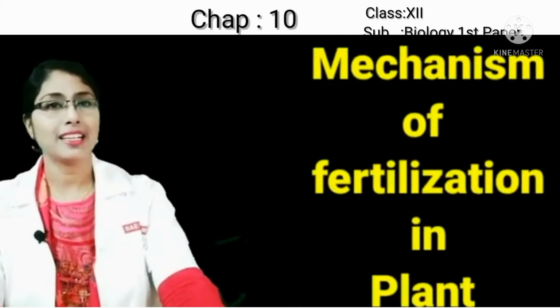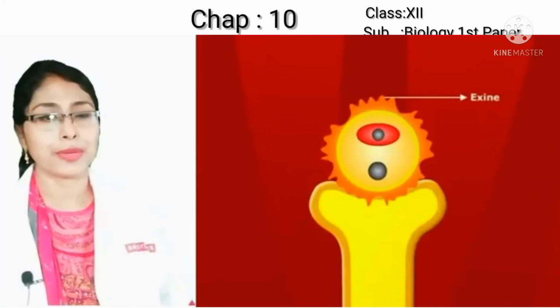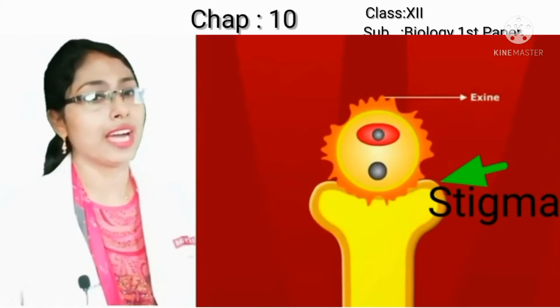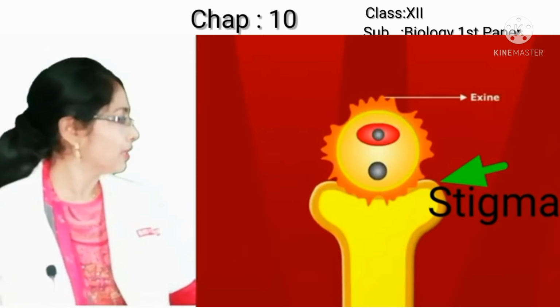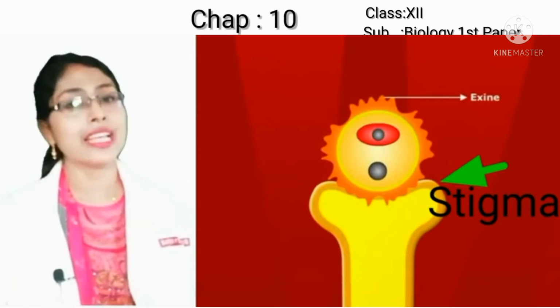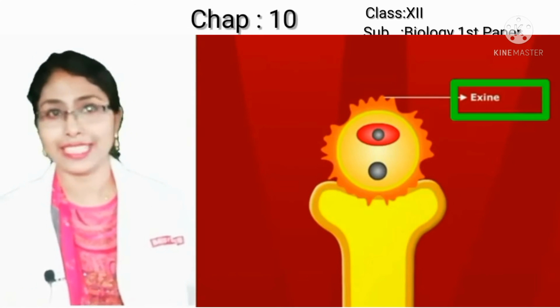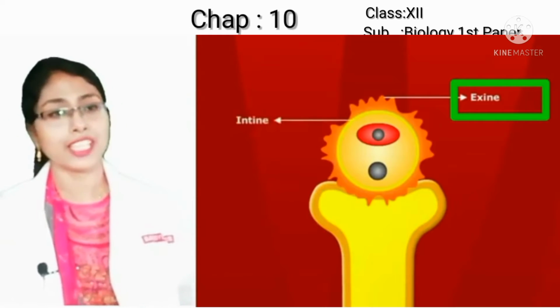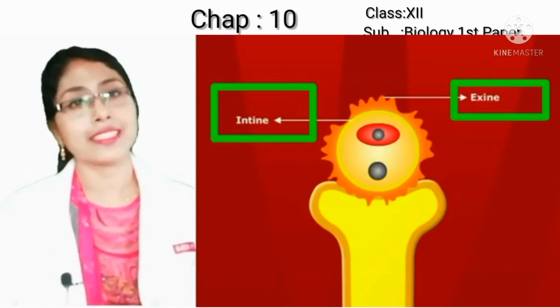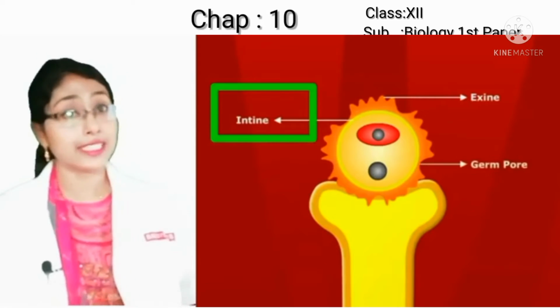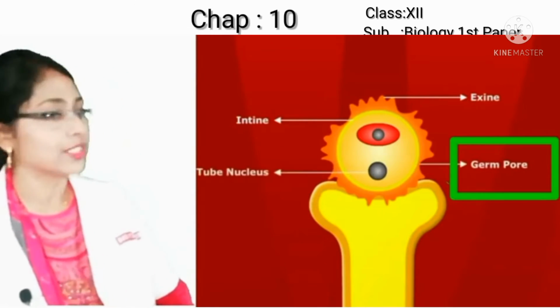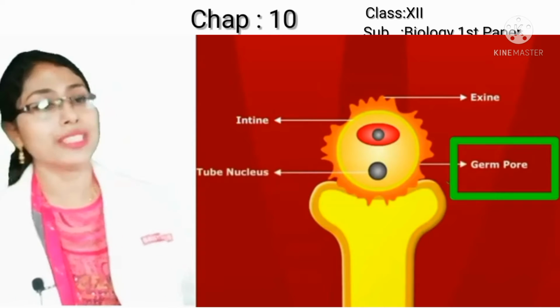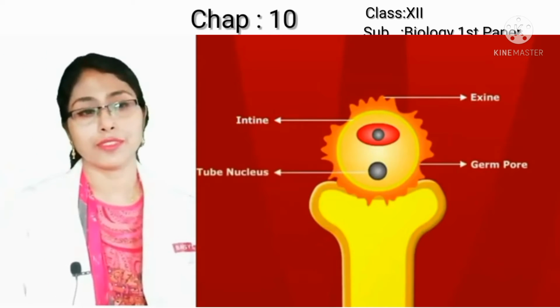Mechanism of fertilization in plant. During pollination, the pollen grain comes to the stigma. The pollen grain has 2 layers. The outer layer is called exine and the inner layer is called intine. At some places, exine is thin. These areas are known as germ pores, through which the pollen grain comes out.